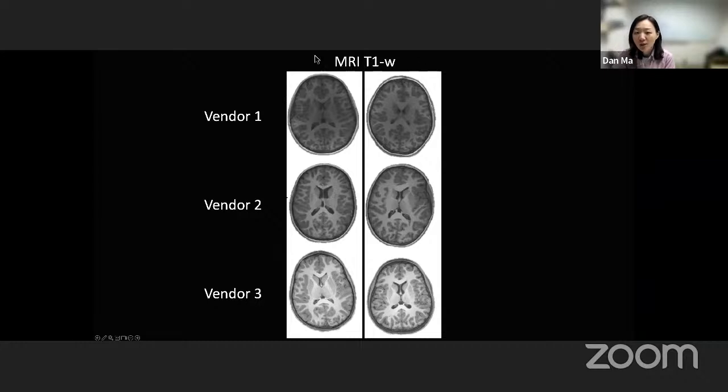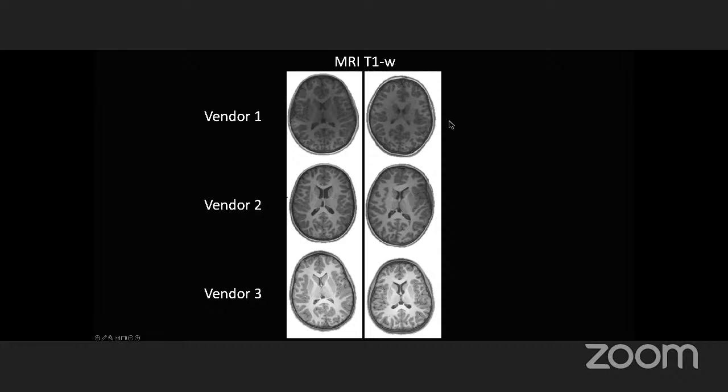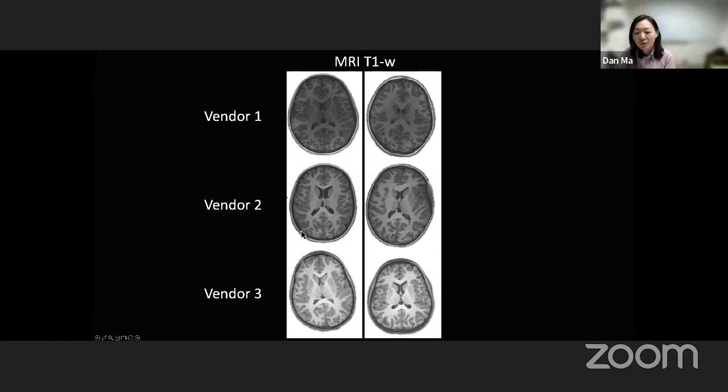Here's one example. These are MRI T1-weighted images from three different vendors. Do you see my mouse, yes or no? Okay. Different rows show the T1-weighted images from three different vendors, and you can clearly see that the image contrasts are different across vendors. Those differences do not mean that this subject has a lesion or not. They are just natural differences in scan settings.